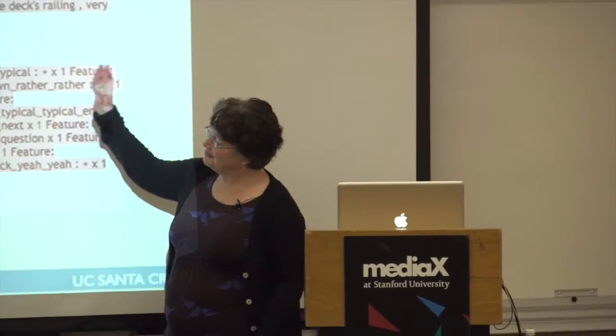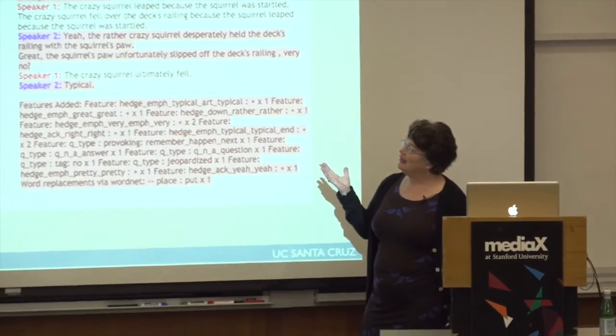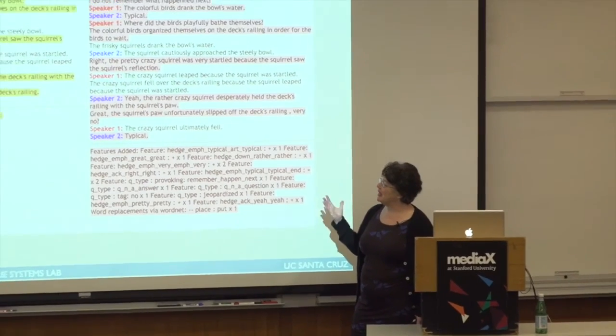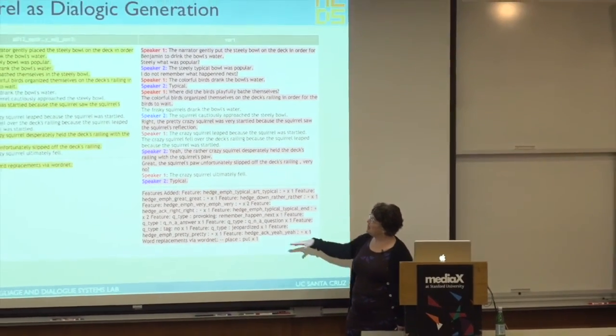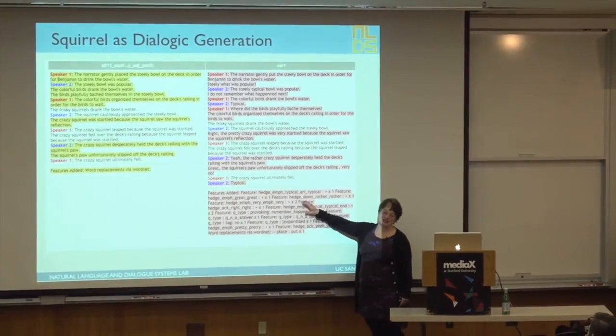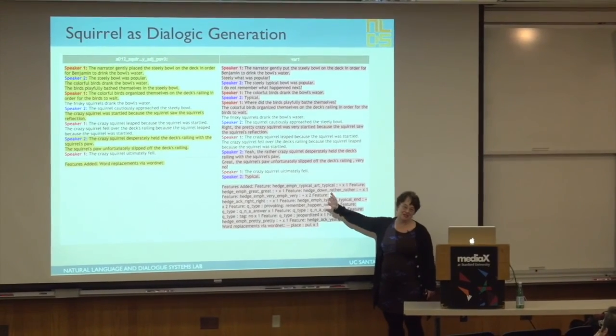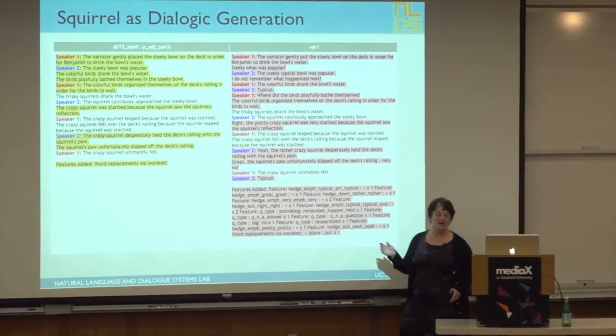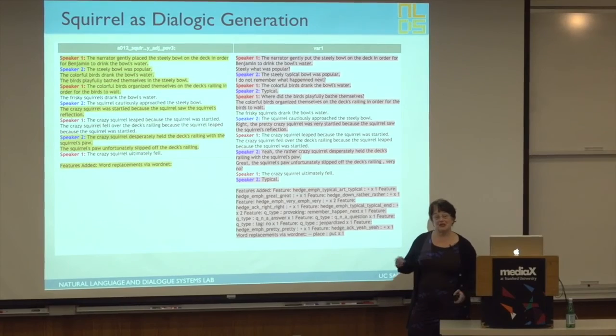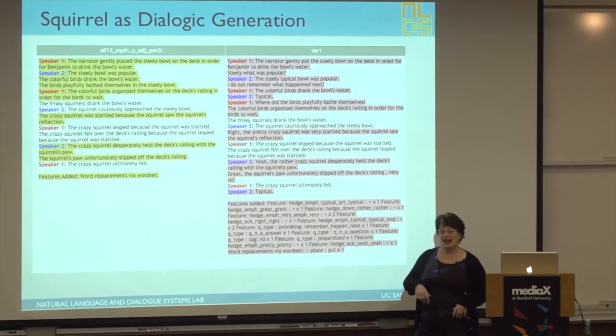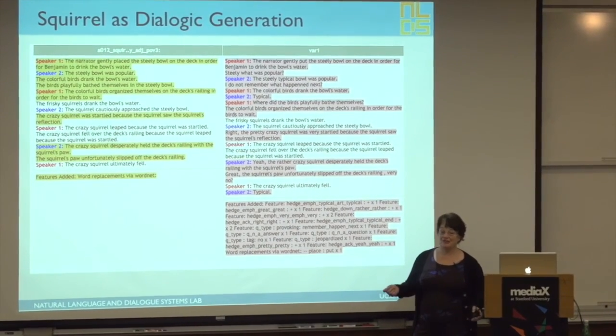And this is the squirrel story. So I don't know how much sense you'll be able to make out of this, right? But basically, we have all these different features that control a dialogic generation. So what we do is we take the content of the story from the story intention graph, and we allocate it to two different speakers.